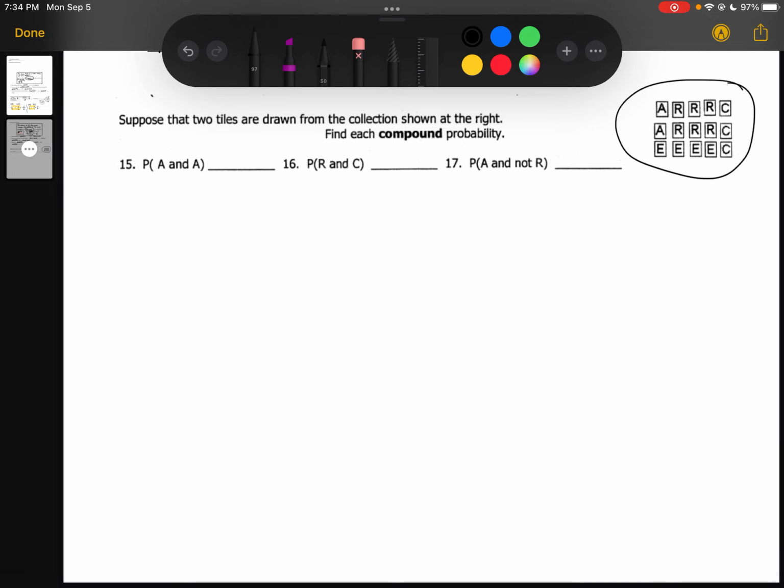So very similar to our Skittles bag, we're going to be taking a look at some tiles. So we're drawing 2 tiles from the collection on the right, and we're trying to find the compound probabilities. When we draw the first tile, we are using it. So because it's being used, it's in our shopping cart, it's no longer in our sample anymore. So if we're looking at the probability of an A and an A, I'm actually going to ask you to solve this one first. See what you think.